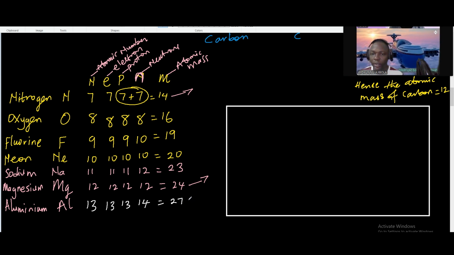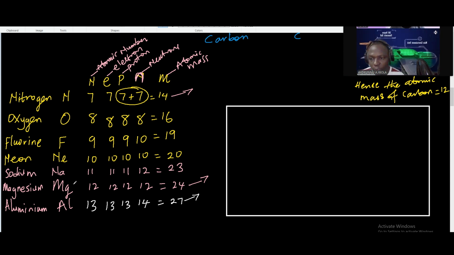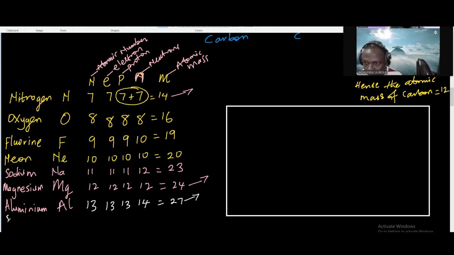And like I said, I think I've explained that one before. So what I wanted to mention is that this means that aluminium is 27 times of hydrogen's mass, and nitrogen is 14 times of hydrogen mass. That's what it means, and that's why we don't use gram for this measurement of their mass. Then, after aluminium is silicon.